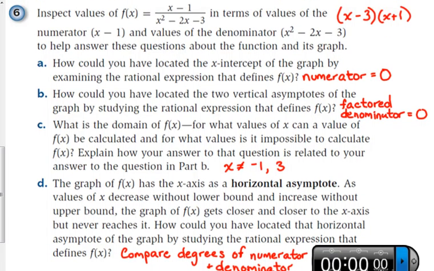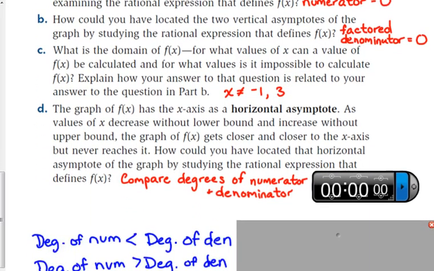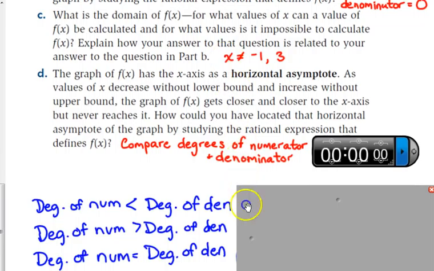X minus 1 is degree 1. X squared minus 2x minus 3 is degree 2. So because the denominator has a greater degree than the numerator, you have the horizontal asymptote of y equals 0. So there are three relationships here.